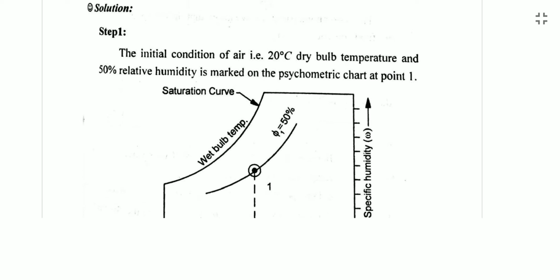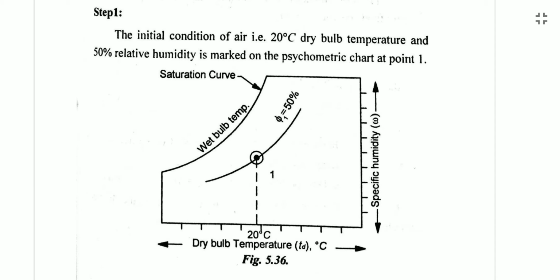Now what we are going to do is, as the first step, fix the initial condition. I am going to mark the initial condition on the psychrometric chart. What is the initial condition? 20 degrees dry bulb temperature and 50% relative humidity. In the psychrometric chart, horizontally we have the dry bulb temperature. There we mark 20 degrees and draw a vertical line.